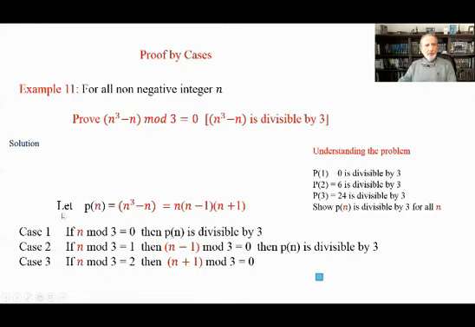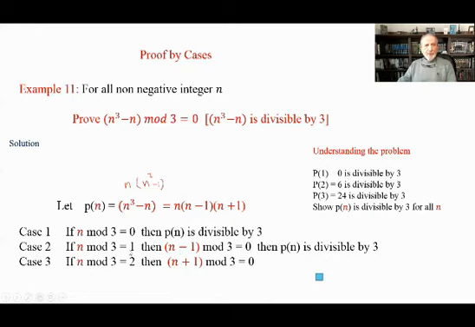So you can let Pn equal n cubed minus n. Now, obviously, this is equal to n minus 1, n plus 1. See, this one here is n squared minus 1, so n minus 1, n plus 1. Now, you have three different cases here. If n mod 3 is 0, then Pn is divisible by 3. If n is divisible by 3, then the whole thing will be divisible by 3, obviously.